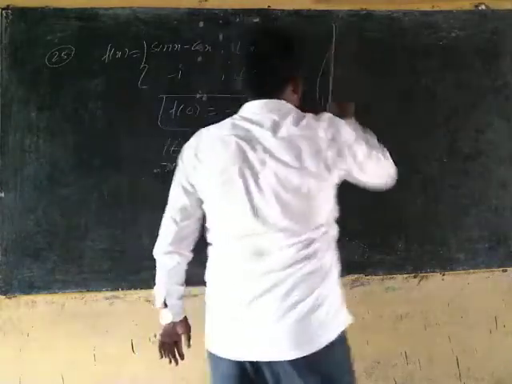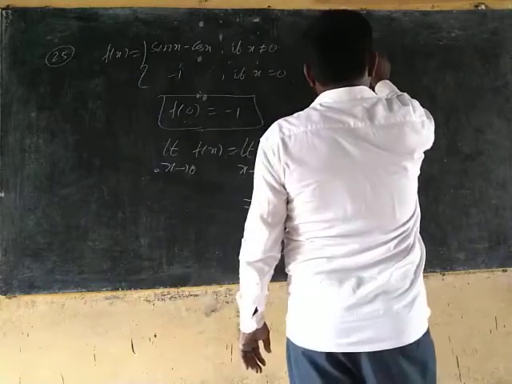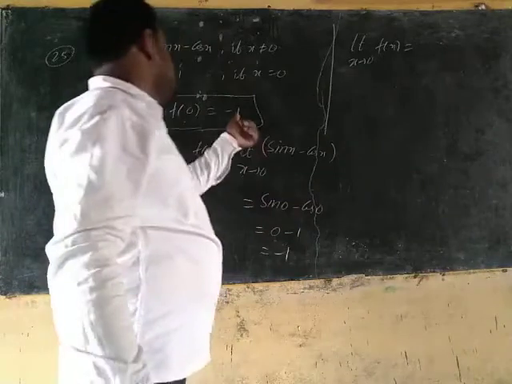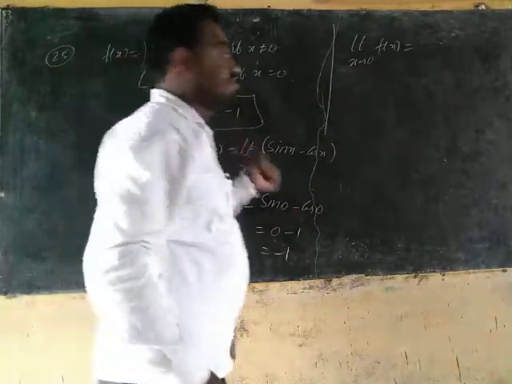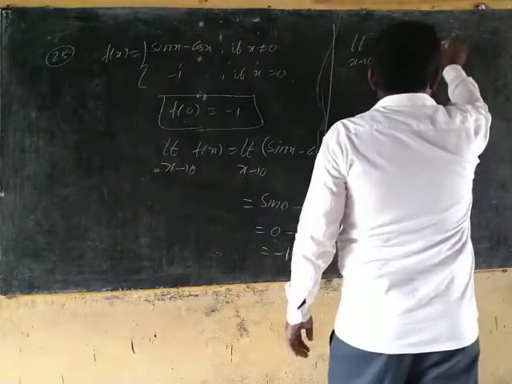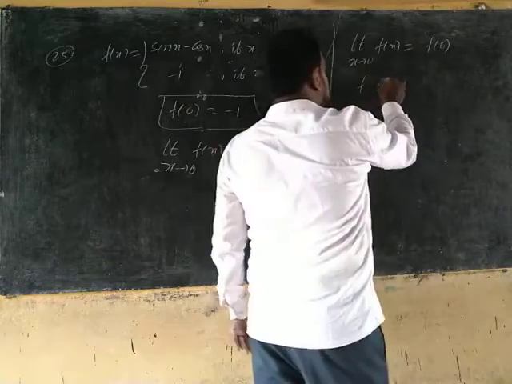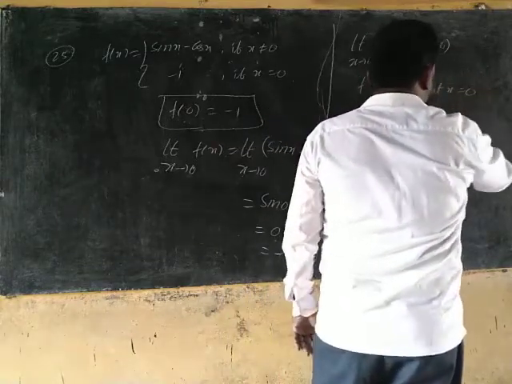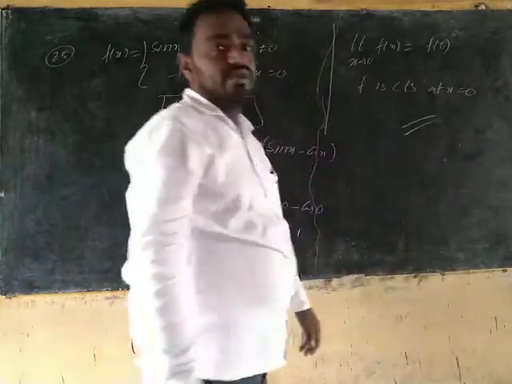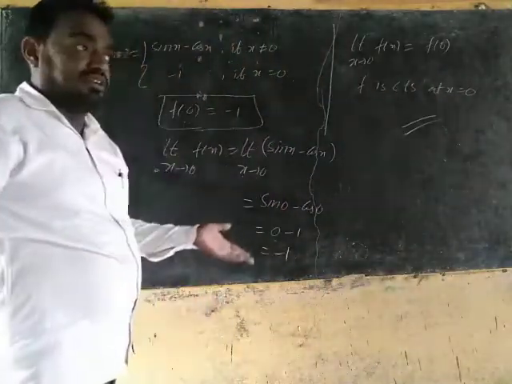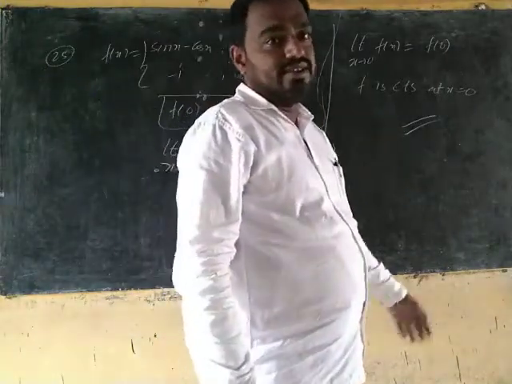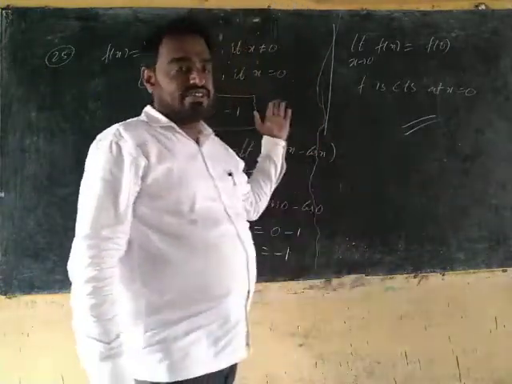Therefore, limit x tends to 0 of f of x is equal to minus 1, which we can write as f of 0. Therefore, f is continuous at x equal to 0, where it is defined. So for all x belongs to R, it is a continuous function. This is the answer.